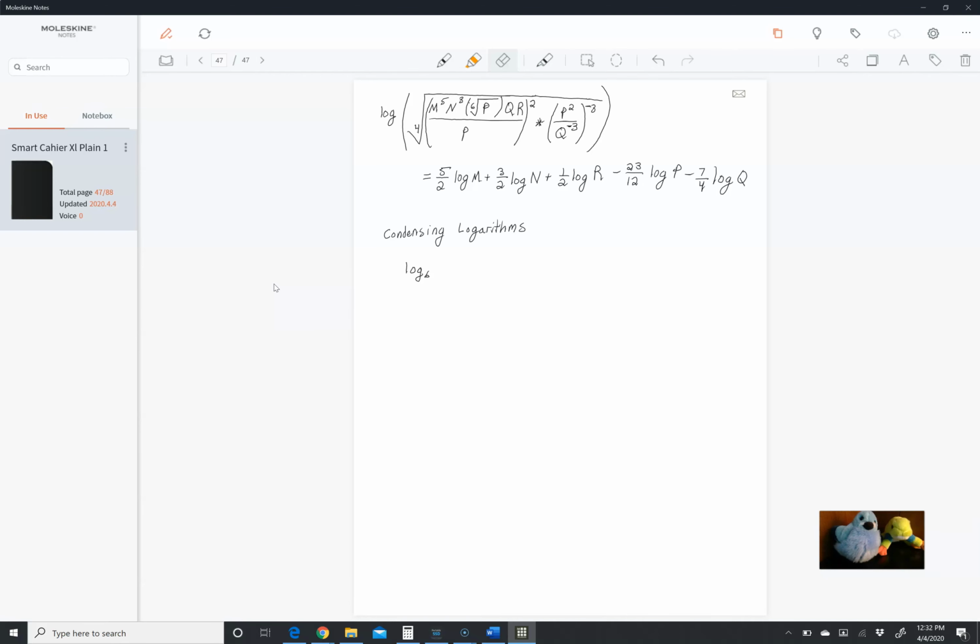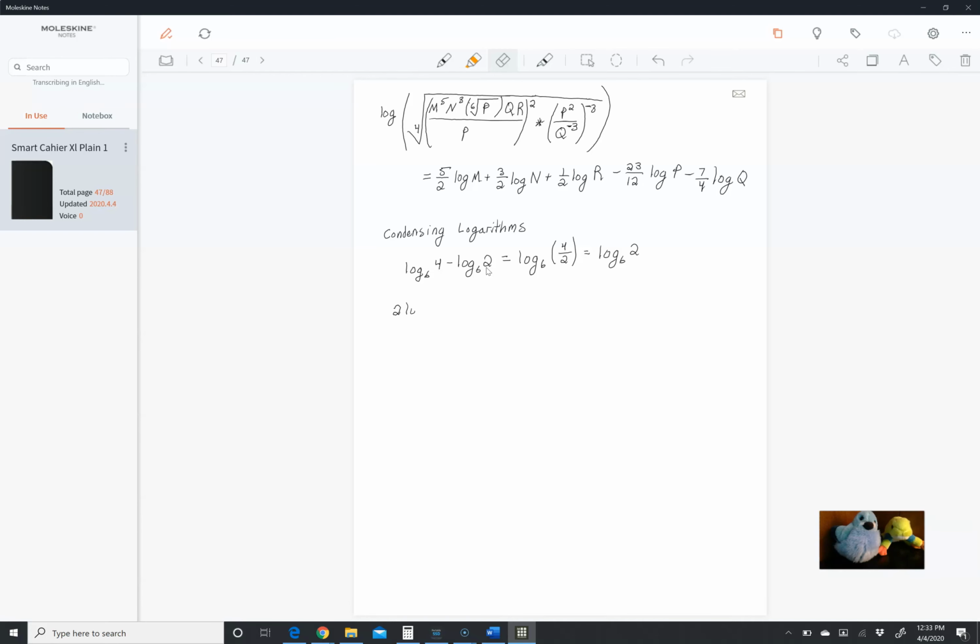We have log base 6 of 4 minus log base 6 of 2. So this log is positive, so we have a 4 in the numerator. This log is negative, so we have a 2 in the denominator. So this becomes log base 6. Don't forget to include your bases. The 4 goes in the numerator, the 2 goes in the denominator. Okay, so we're just doing the exact same thing that we did, except with numbers.